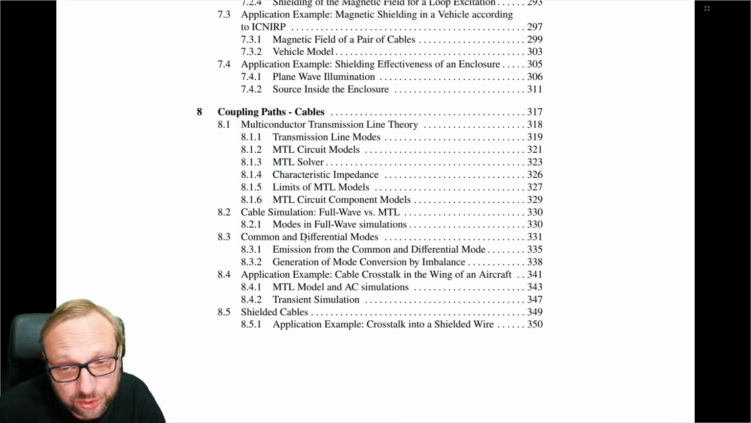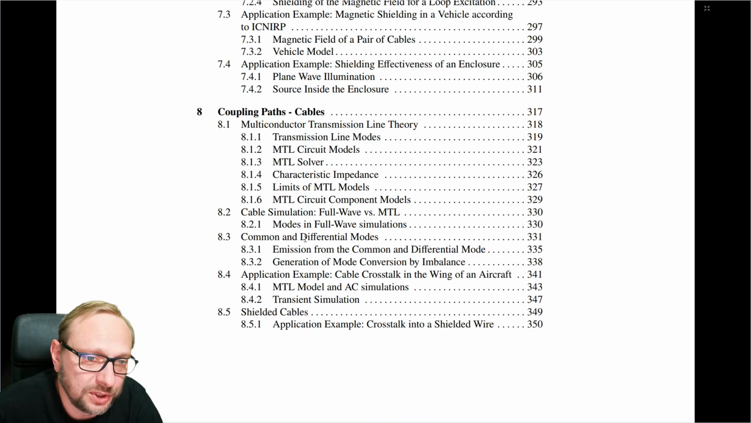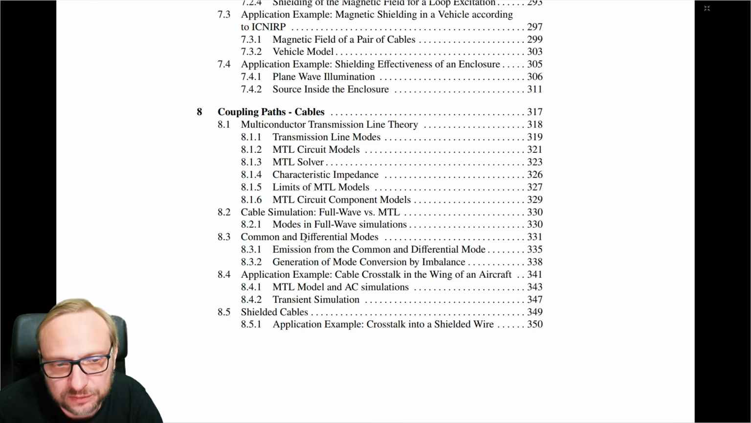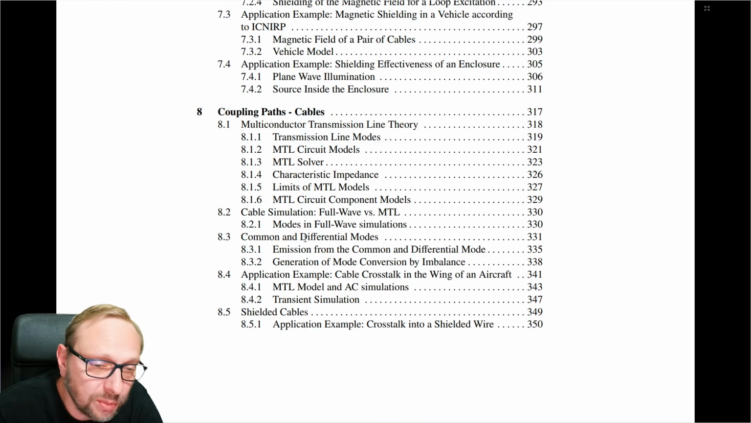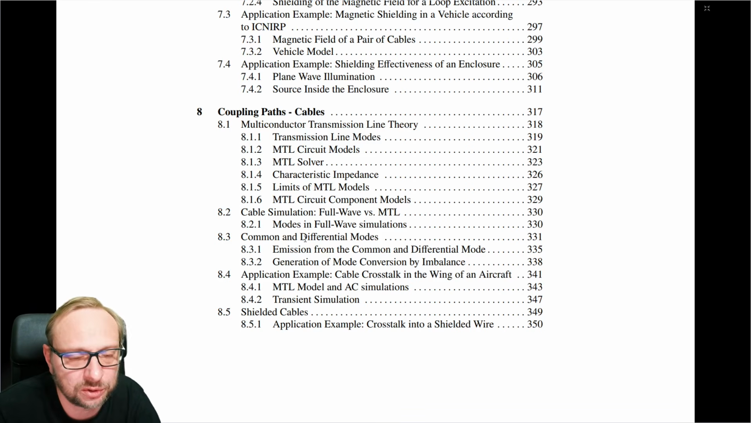Chapter 8 is actually quite heavy, and it deals with the calculation or the simulation of cables. For the cables, we introduced the multi-conductor transmission line theory, which is an electromagnetic method, but it's not a full-wave electromagnetic method. So we explain a lot about the modeling of transmission lines for cables. What are the circuit models generated by transmission line theory? How does the MTL solver actually solve? We talk about characteristic impedance and RLC of a transmission line.